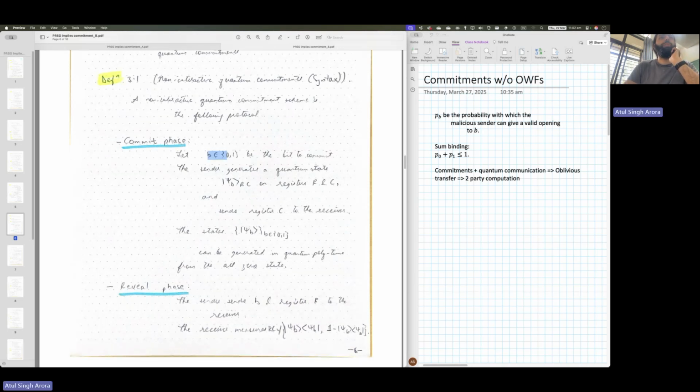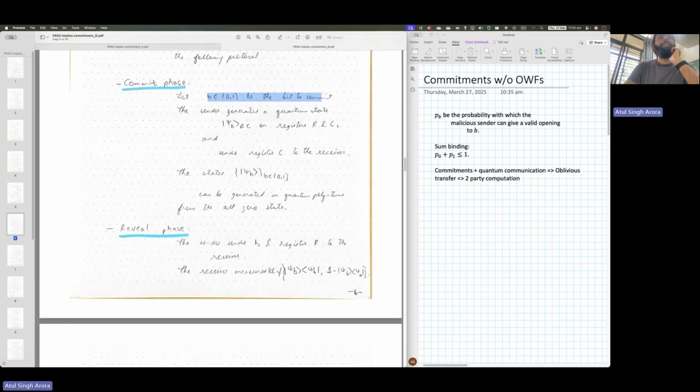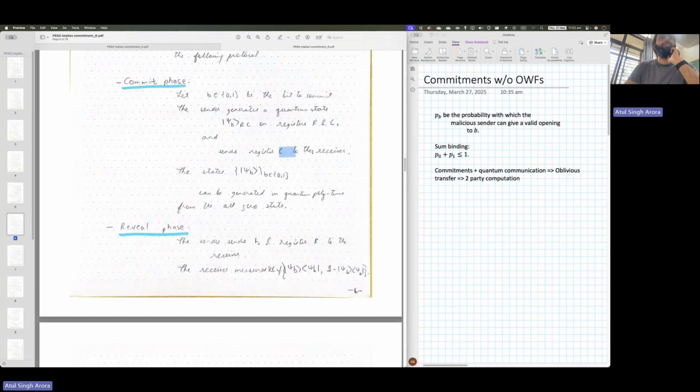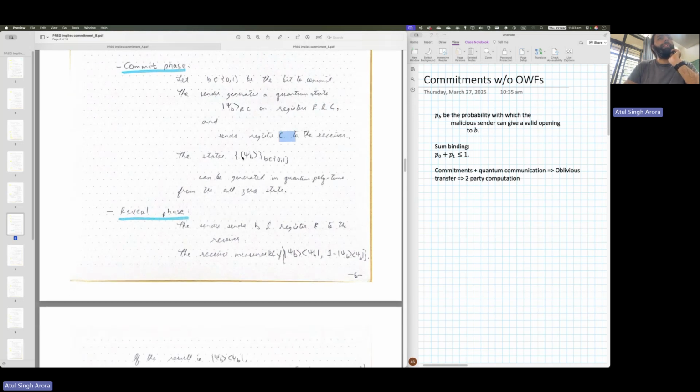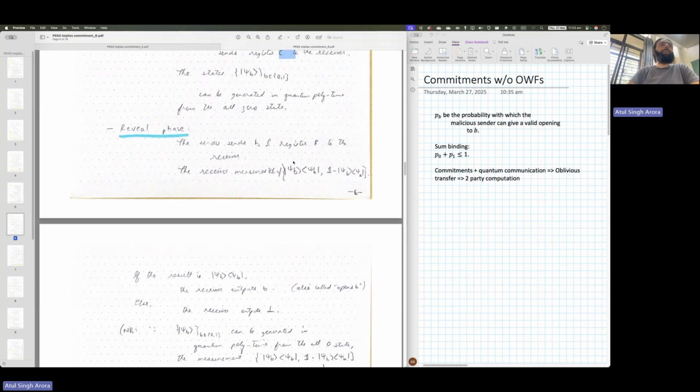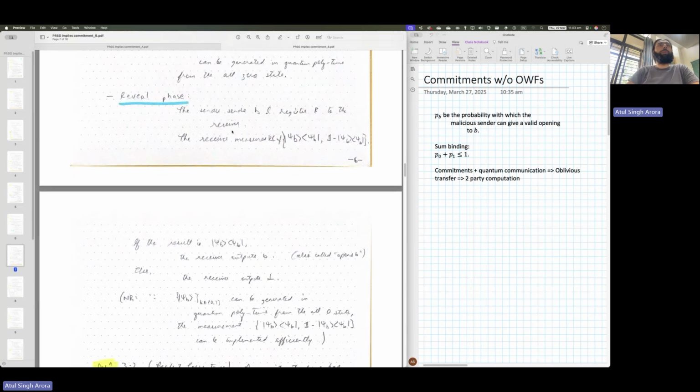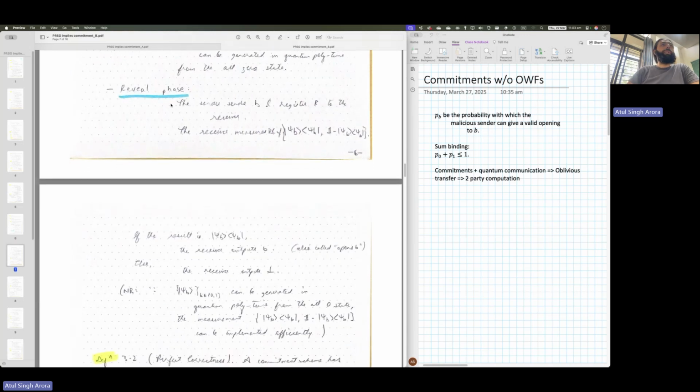Here, let b be the bit that needs to be committed. The sender generates a state, psi sub b on registers R and C, and sends register C to the receiver. The states psi sub b, b in {0,1}, can be generated using a polytime algorithm from the all zero state. So that's the commit phase. The state generation needs to be efficient, and this is the most general thing we're going to look at, because we already argued that we want it to be pure by assumption.